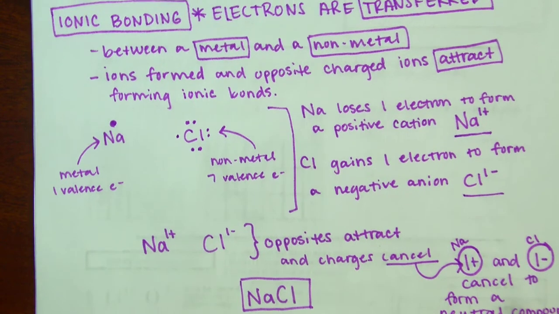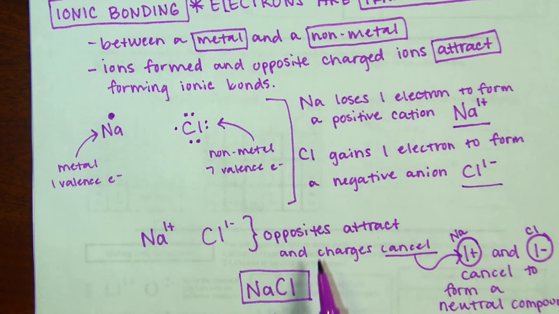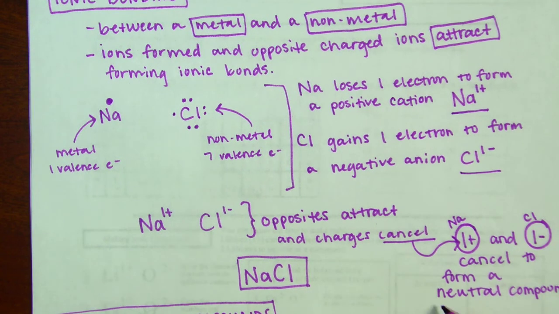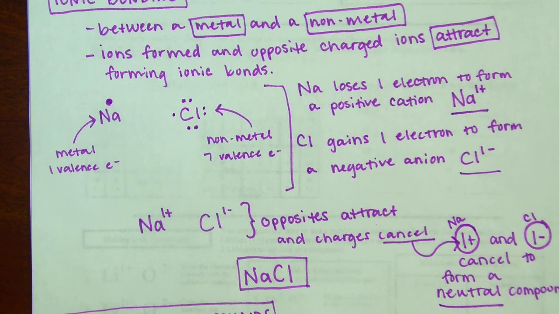Then once we have those ions formed, we know that opposites will attract and those charges will cancel to form a neutral compound, NaCl. And I'm sure some of you probably discovered that NaCl, or sodium chloride, is the fancy word for table salt.